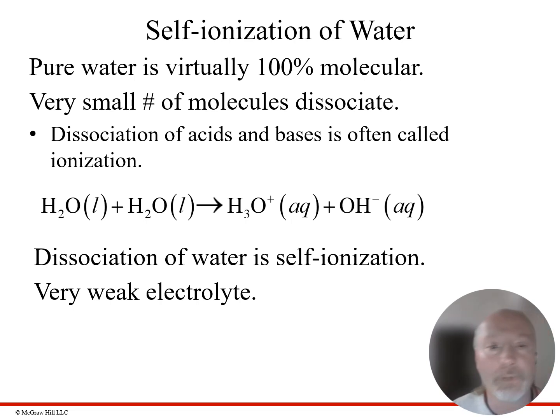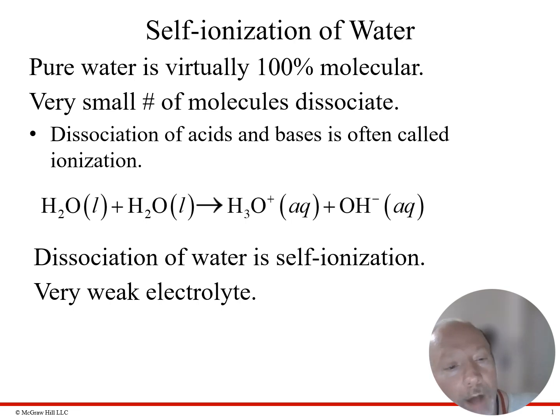Pure water is virtually 100% H2O, but a small amount of it does form hydronium cation and hydroxide anion. And so this is part of the reason why it is amphiprotic and can be an acid or a base, because it can act as an acid or base even in a pure solution. But it's such a tiny amount that it doesn't even conduct electricity. And we're going to look at the values for this.